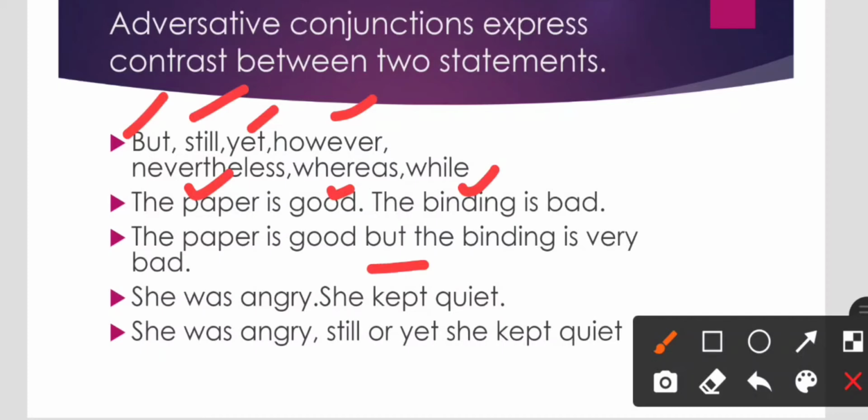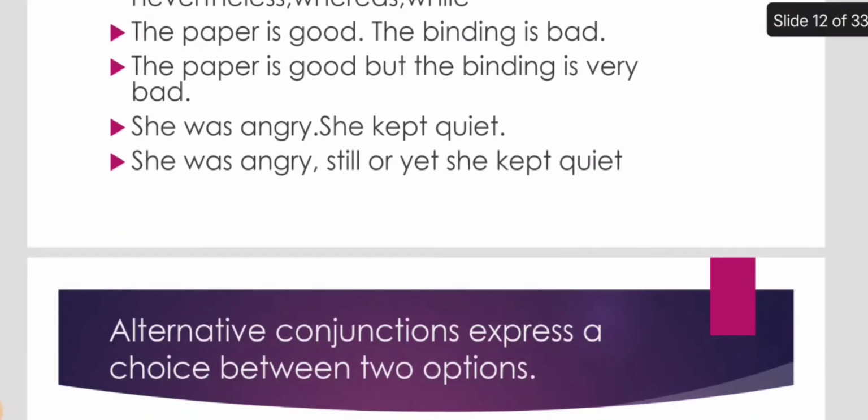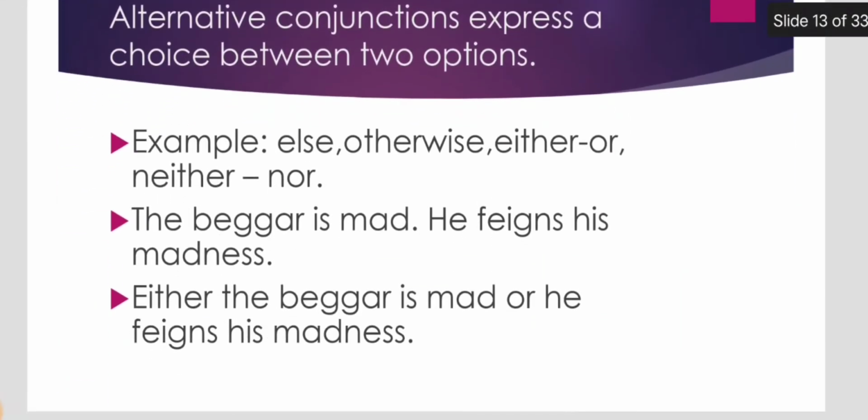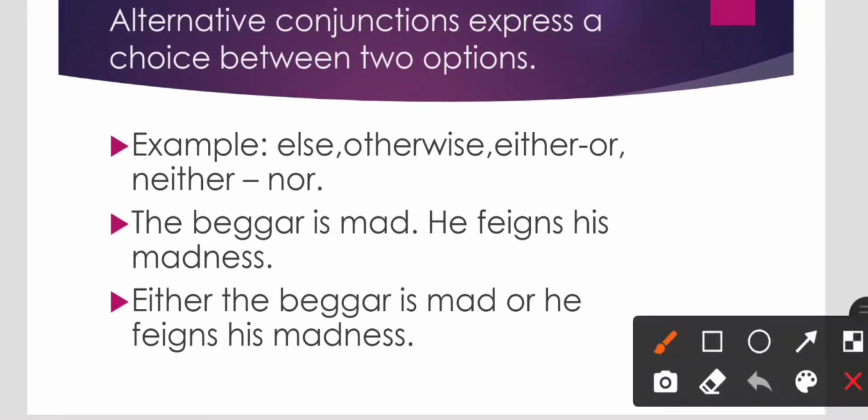Okay. So you understand the meaning and then you use the correct conjunction. We are making compound sentences. Remember, coordinating conjunctions join two independent clauses and frame a compound sentence. Okay. So remember this. Next is alternative conjunctions. They express a choice between two options, between two alternatives. So example, else, otherwise, either or, neither nor.